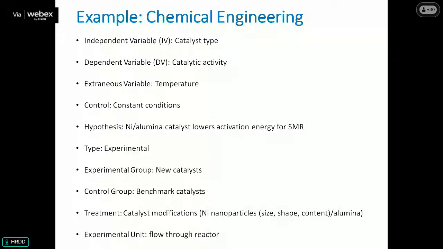And then at 10%, how much is the conversion, or what is the activation energy? At 20%, how much is the conversion, or what is the activation energy? And at 30%, how much is the conversion, or what is the activation energy? You find the dependent variable under these three different conditions. And then you will be able to prove your hypothesis that the nickel content, the nickel size, also has an effect on the activation energy for SMR.